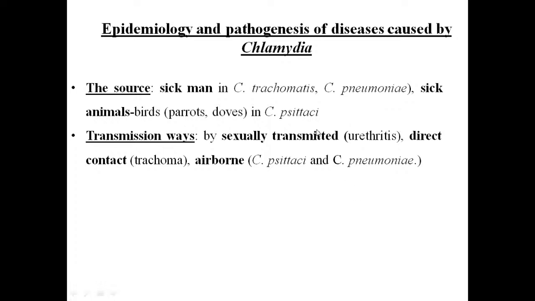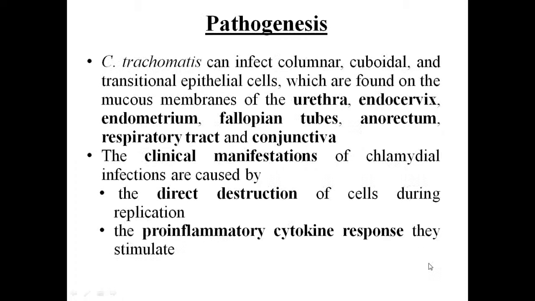Chlamydia trachomatis that causes sexually transmitted disease is transmitted by sexual contact. Direct transmission in trachoma, also Chlamydia trachomatis, and airborne transmission in Chlamydia psittaci and Chlamydia pneumoniae, and in Chlamydia trachomatis also when it causes pneumonia of newborns. Pathogenesis.